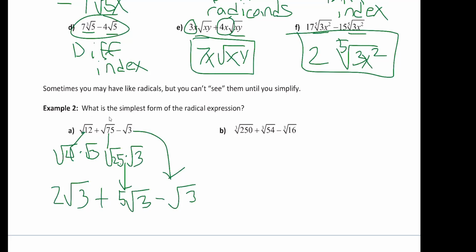Just keep in mind, if you don't have a number in front, remember this is 1 square root of 3. So if you did this, you would have 2 plus 5, that's 7. Minus 1, that would be 6 radical 3. So you always want to check, can you simplify your radicals? Because if you can simplify, a lot of times you can combine some things.